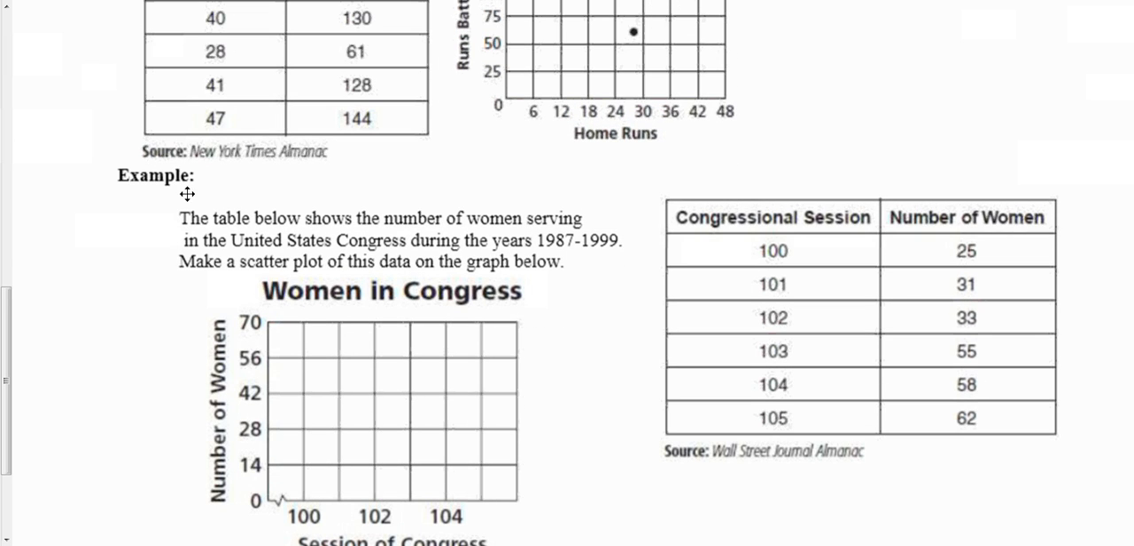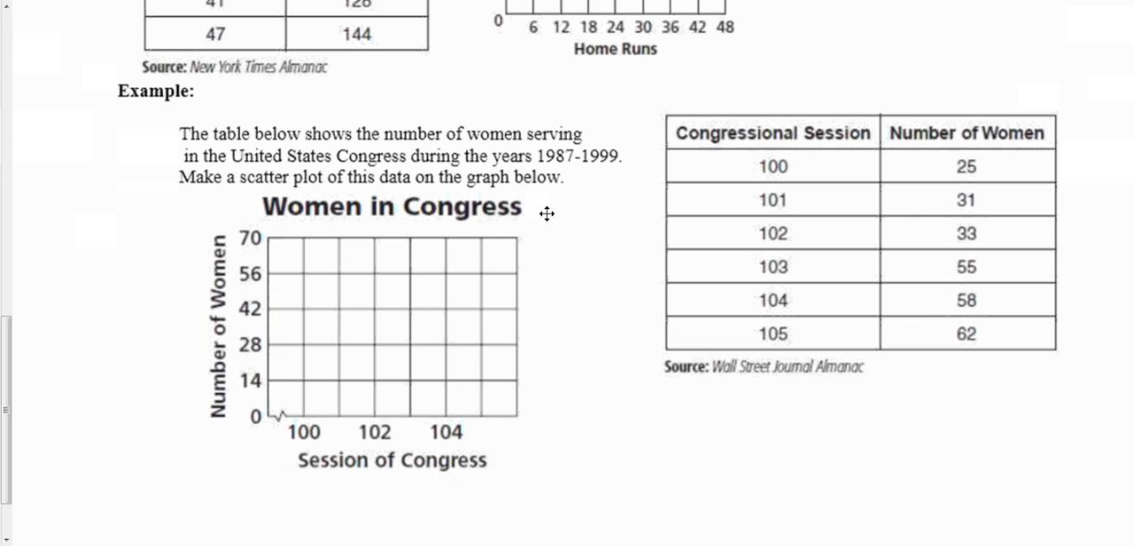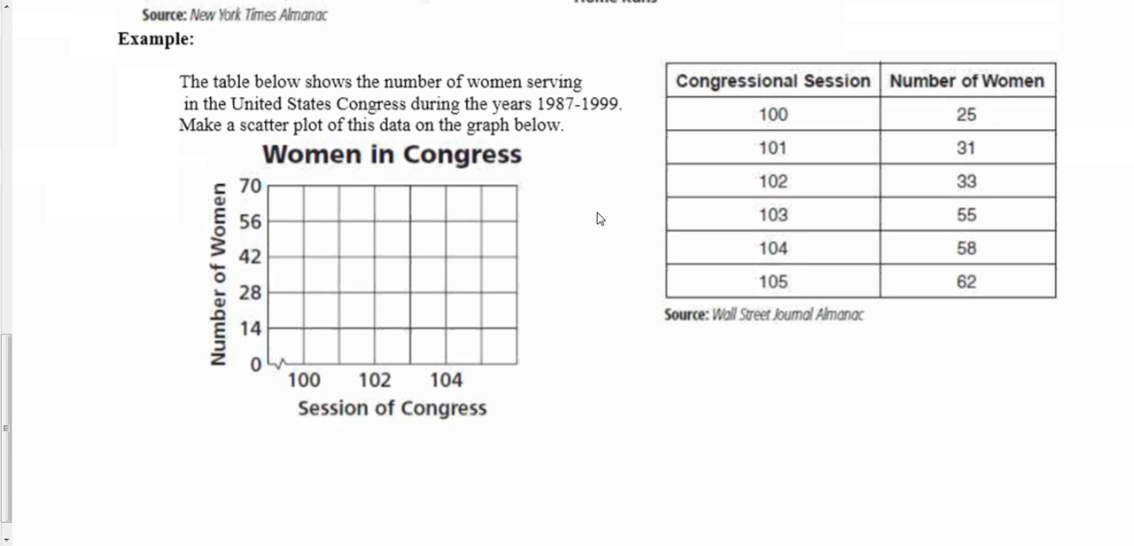For another example, the table over here shows us the number of women serving in the United States Congress during the years 1987 through 1999. We need to make a scatter plot of this data on the graph below. Now, notice this little squiggly line here, it means we're cut off. We're not necessarily starting right at 0.